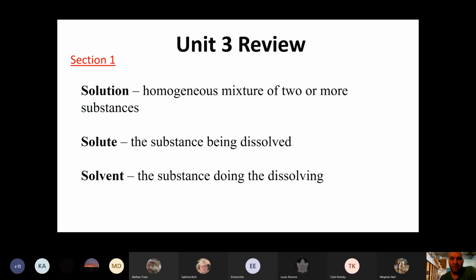Welcome to Review, Unit 3. In Section 1, we covered a bunch of definitions. Just to remind you, you're mixing two things together. Usually when you're talking about a solute and a solvent, the solute is usually the solid and the solvent is the liquid, and the liquid's usually water. The solute is being dissolved and the solvent is doing the dissolving, and you put those two things together, you get your solution.